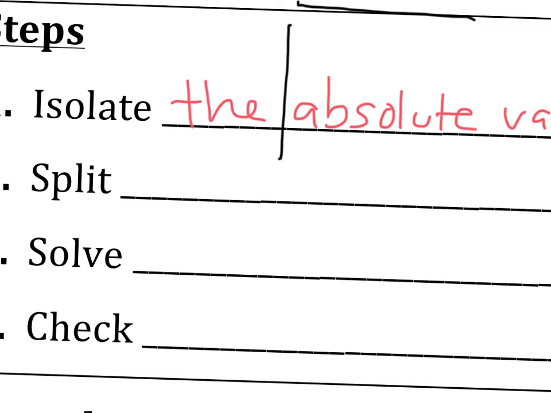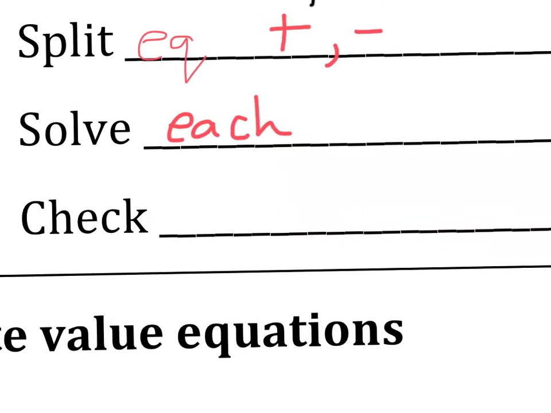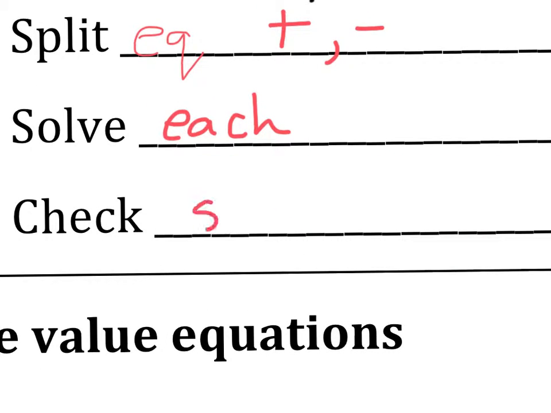Okay. Next, we're going to split the equation. I'm going to say EQ for equation. One is going to be a positive and one is going to be a negative. We'll explain that in just a moment. But we'll have a positive version of it and a negative version of it. Next, we're going to solve each. And for the most part, there will be two equations to solve. Later, we're going to say inequalities to solve. And lastly, we're going to check the solutions.